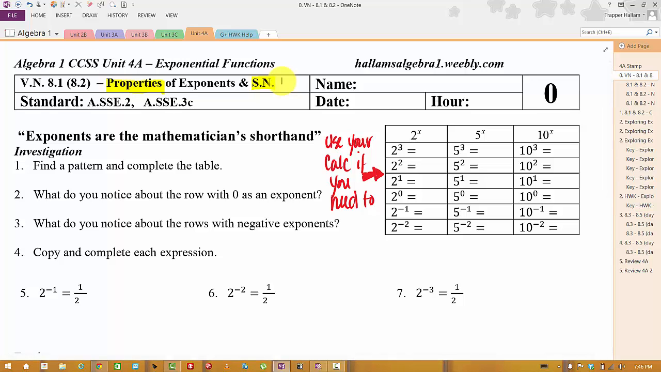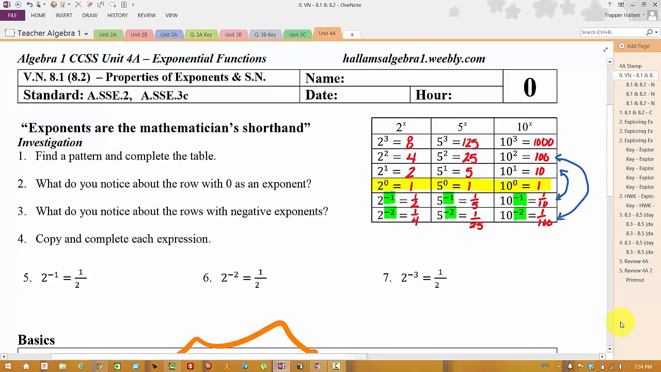So what I'd like you to do is we're going to look at this investigation. And I'm going to pause the video here, and I'm going to have you do this, which is, if you need to, use your calculator. But I want you to fill in this chart here, starting with 2 raised to the x power, 5 raised to the x power, and 10 raised to the x power. So you're going to do a little exploring, and then when you're all done, you're going to come back here, and I will meet you.